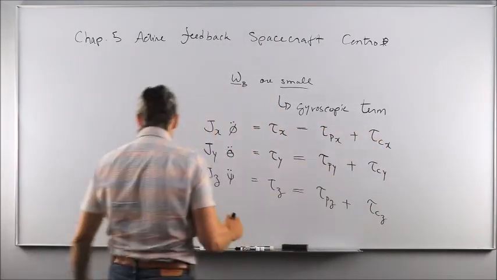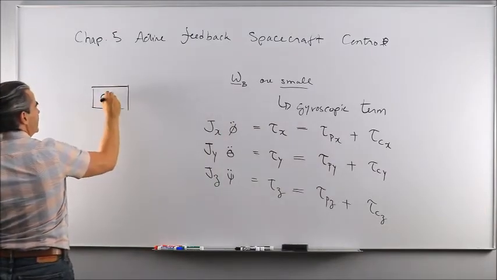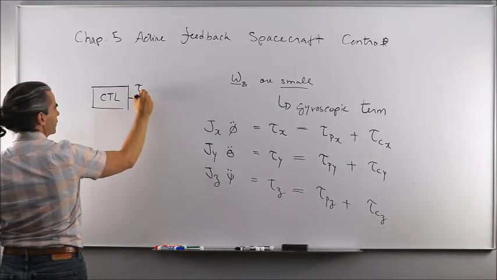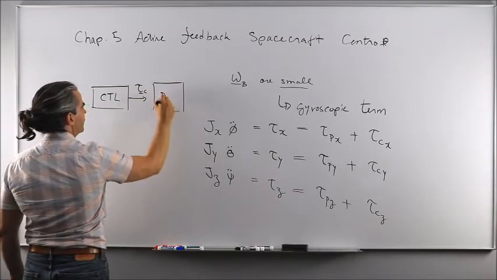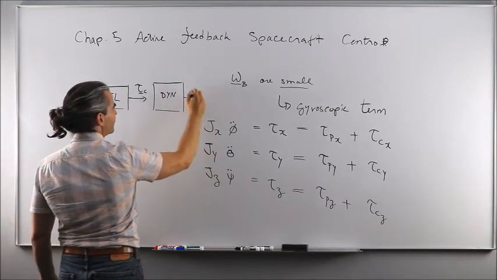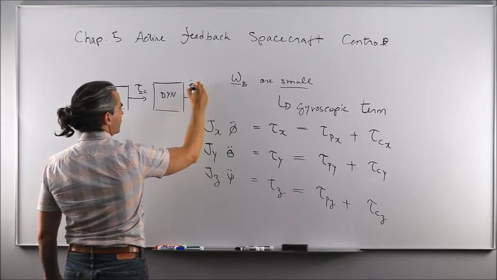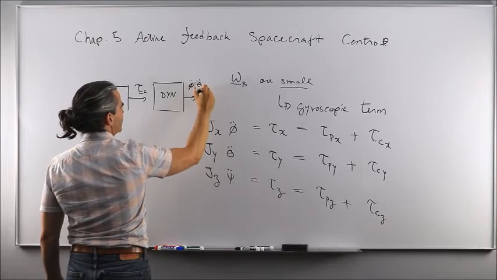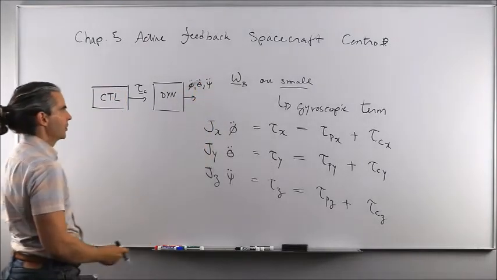So if you were to draw a block scheme diagram, CTL, the controller, we calculate the torque components in body fixed. That torque will be fed to the dynamics equations of motion here to calculate the roll acceleration, pitch acceleration, and yaw acceleration based on those equations of motion.